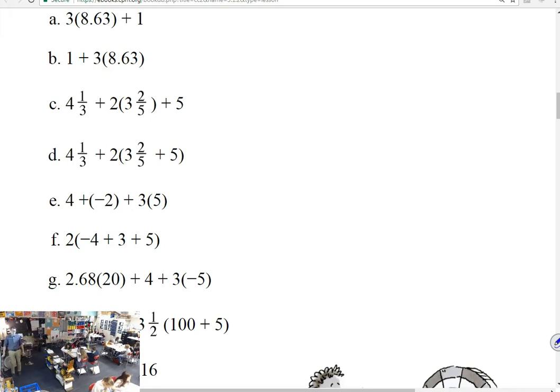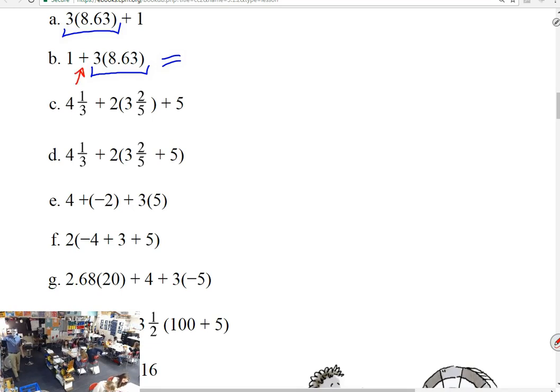You don't have just the answer for B. It works the same way as A. So anyone just have the answer? It's the same thing. Yeah, it's the same procedure. Say it, Alan. Go for it. It's the same procedure because you have to multiply before you add. So it's 3 times 8 is 63, and then you add 1.